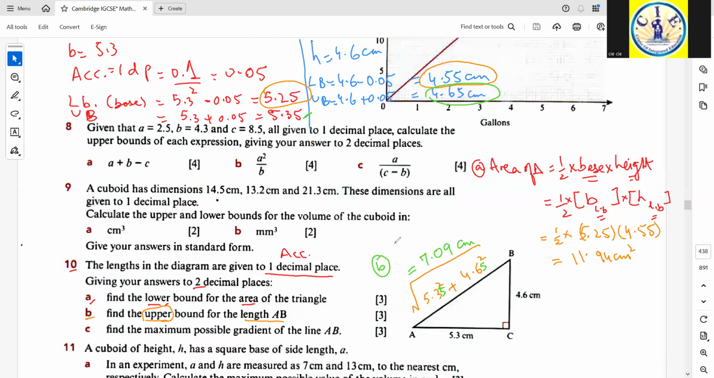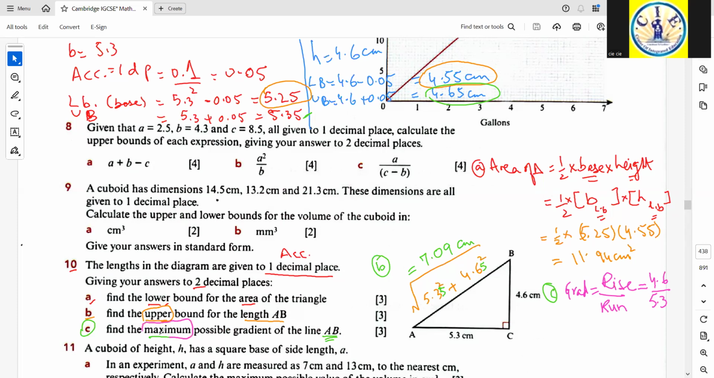And then part C, the maximum possible gradient of the line AB. Since we know that gradient is rise over run, which is 4.6 divided by 5.3. But we need its maximum possible value.